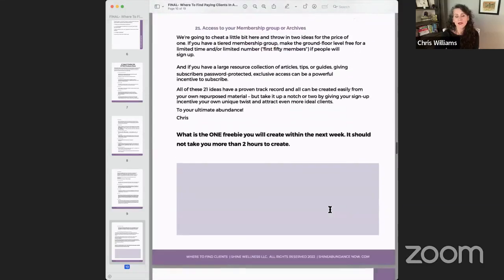So I want you to take a look at the sheet and ask yourself, what is one freebie that you could create within the next week that would not take you more than 2 hours to create? And I'm going to go ahead and stop the share just for now and answer any questions that you guys might have around creating your freebie.